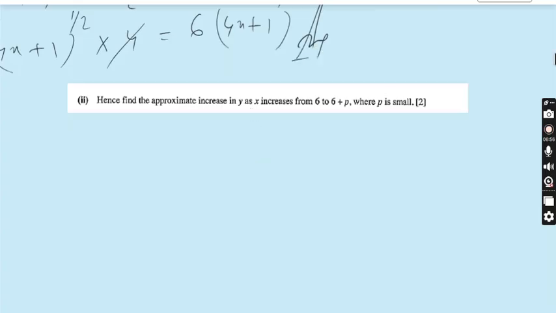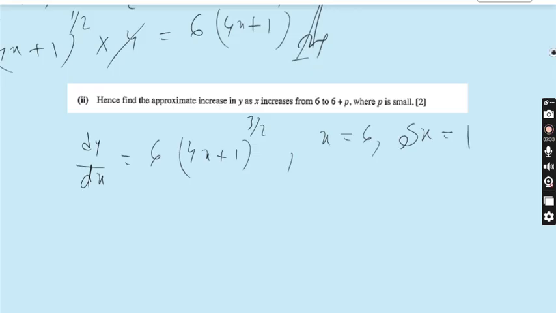Hence, find the approximate increase in y as x increases from 6 to 6 plus p, where p is small. Students, you must remember, whenever you see the word hence, it means you have to take help from the previous answer. Our previous answer was dy by dx equals 6 (4x plus 1) power 1 upon 2. Now according to the question, 6 to 6 plus p means we put x is 6 and delta x is 6 plus p minus 6, that is p.